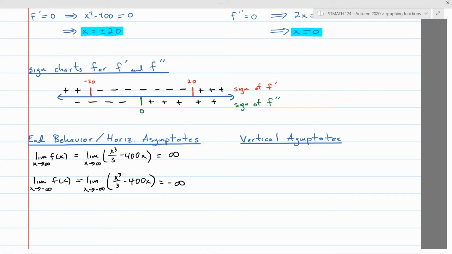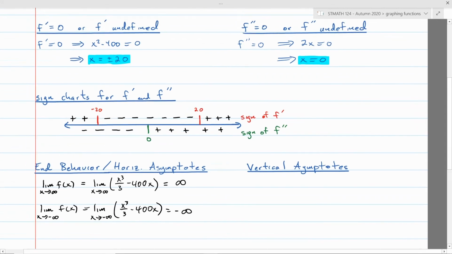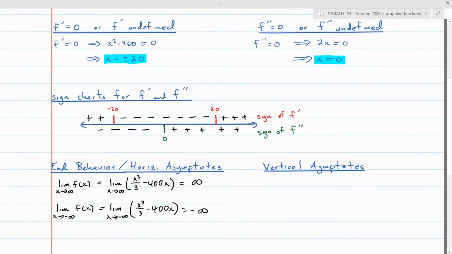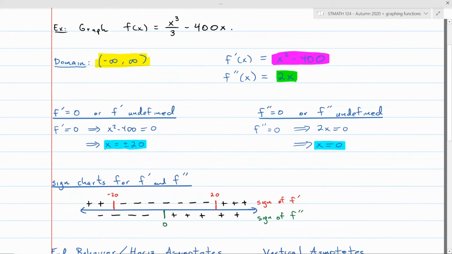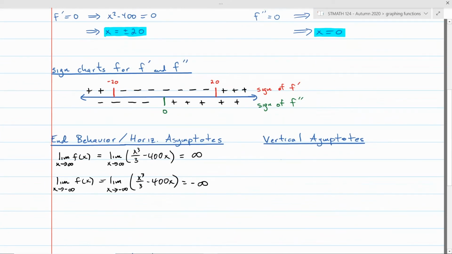And then we could think about vertical asymptotes. We know that vertical asymptotes are values of x where the function goes to either plus or minus infinity. And these typically happen at places where you're getting division by 0. But the function we're dealing with here is a polynomial. It doesn't have any vertical asymptotes. So let me just write none here.